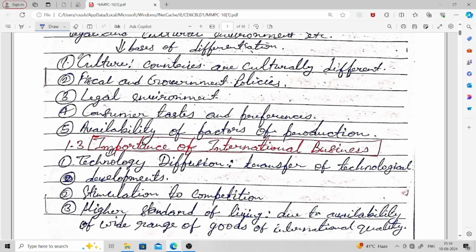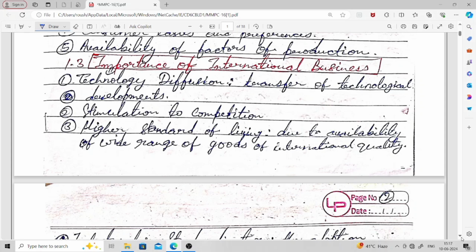And fifth, different kinds of factors of production are present in different countries. That's the availability of factors of production. In different countries we have different kinds of factors of production. So these are the bases on which we can differentiate domestic and international businesses. That's all about the basis on which we can differentiate international and domestic business.